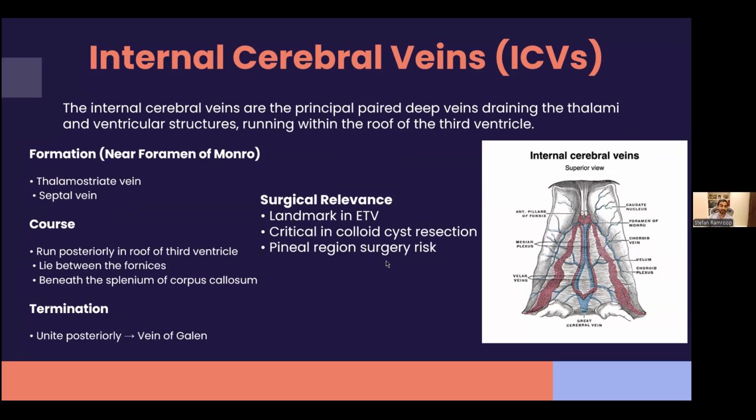So from there, the paired internal cerebral veins will run posteriorly within the roof of the third ventricle, and they lie between the two fornices, just inferior to the splenium of the corpus callosum. An important spatial relationship to remember is that the fornices are lateral, the internal cerebral veins lie just medial and inferior to them, and the third ventricle is below.